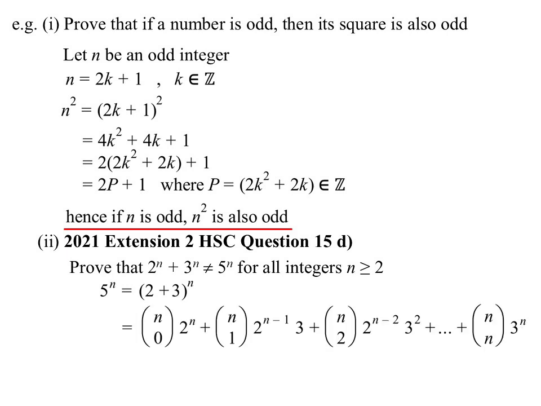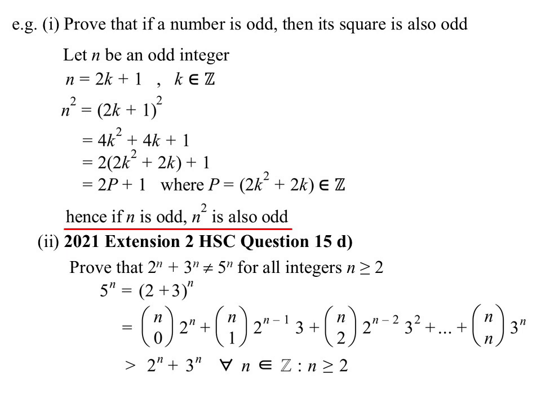This I could expand out using my binomial theorem. So nC0 2 to the power of n, nC1 2 to the power of n minus 1 times 3, and so on and so on, the last term being nCn 3 to the power of n. Now I know nC0 is 1, and I know nCn is also 1. So basically I must have something there that is bigger than 2 to the power of n plus 3 to the power of n, because of all those middle terms.